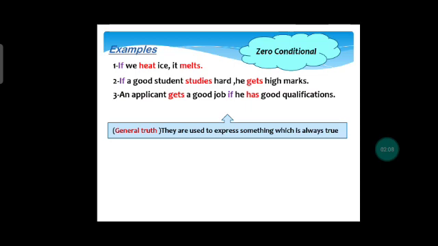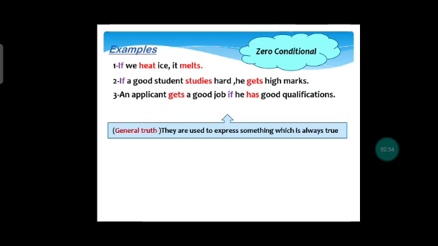Pay attention, it's very important. Have or has plus noun. Or am, is, are plus noun or adjective or past participle in the passive form. An applicant gets a good job if he has good qualifications. Look what's after if here. In the if clause, has good qualifications. Have or has plus noun, so it's a present simple tense.